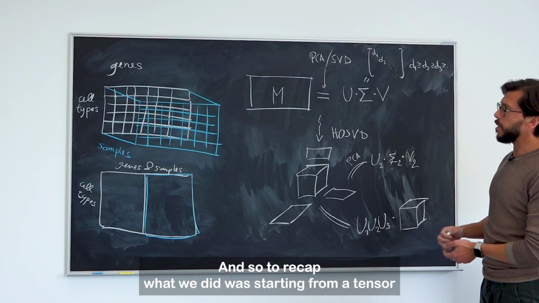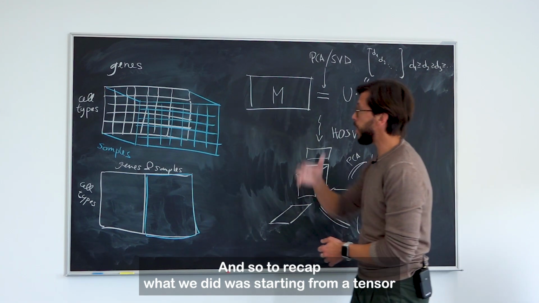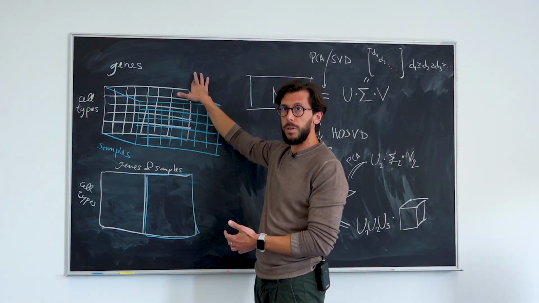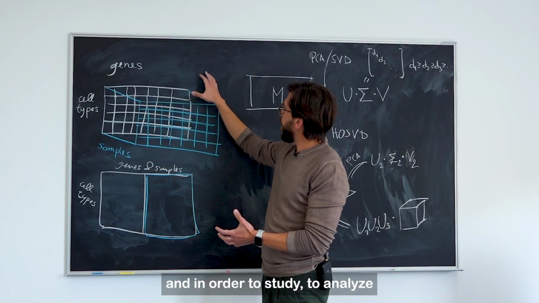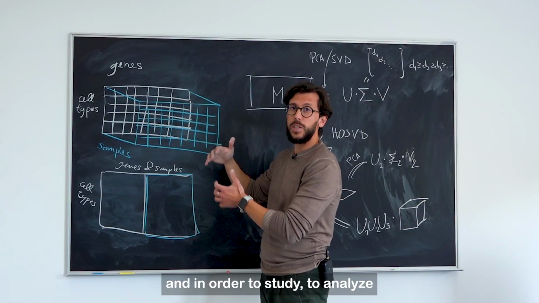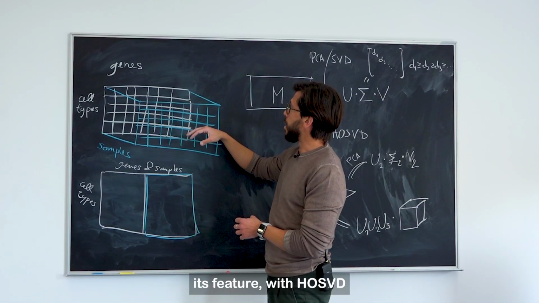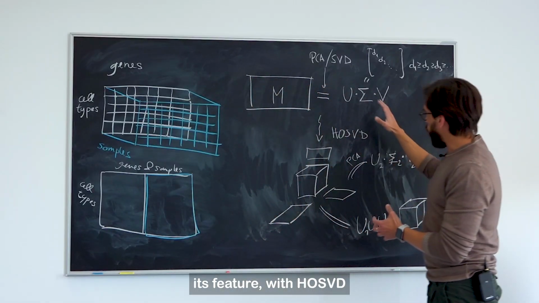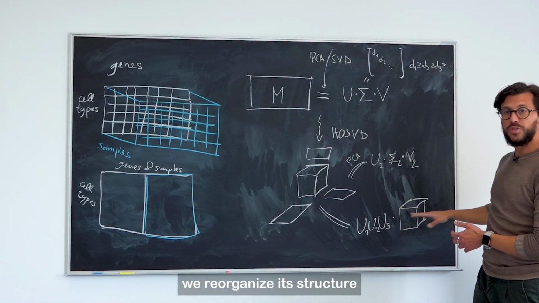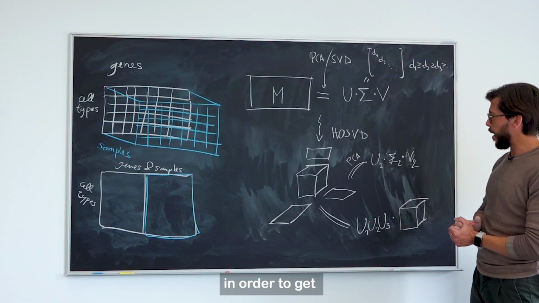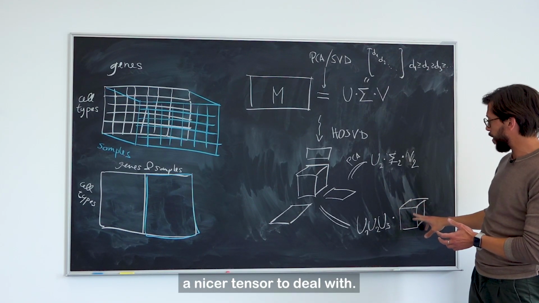And so, to recap, what we did was start from a tensor, which contains a huge amount of genes, and in order to study, to analyze its features, with HOSVD, we reorganize its structure in order to get a nicer tensor to deal with.